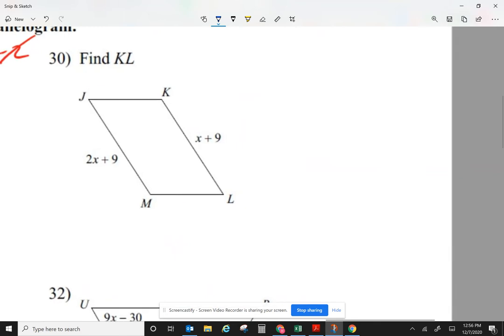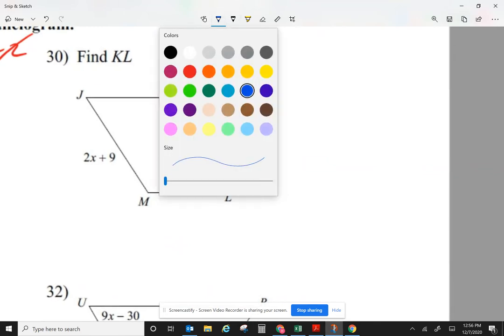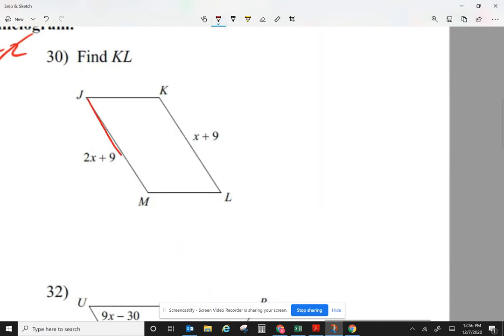Let's take a look at question number 30. If you notice, I'm talking about sides here. And I said in a parallelogram, opposite sides are equal. So I'm just going to go 2x plus 9 is equal to x plus 9. Let me separate them through the equal sign.